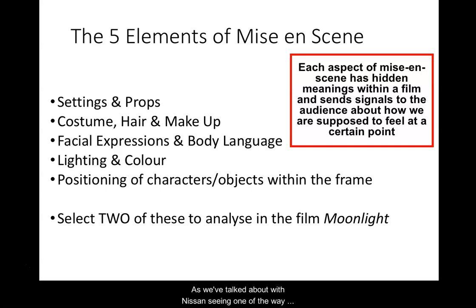As we've talked about with mise en scene, one of the ways that it works to create the magic of cinema, we might say, is that all 5 of these elements work together to present to you the information you see in the film. So what I'm asking you to do is to pay special attention to scenes in the movie, to take apart, to deconstruct how directors put all of these together in a coherent whole. So your job is to take apart and analyze 2 of these sections and how Barry Jenkins used them in the film Moonlight.